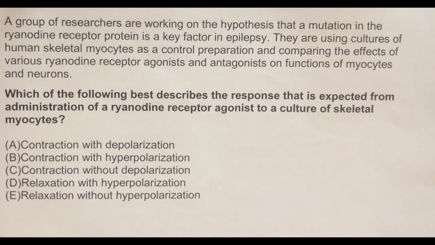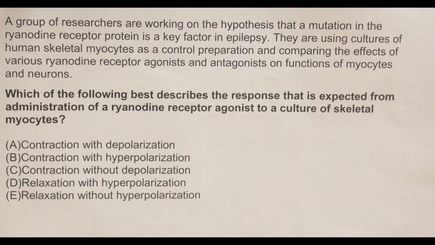A group of researchers are working on the hypothesis that a mutation in the ryanodine receptor protein is a key factor in epilepsy. They're using cultures of human skeletal myocytes as a control preparation and comparing the effects of various ryanodine receptor agonists and antagonists on functions of myocytes and neurons. Which of the following best describes the response that is expected from administration of a ryanodine receptor agonist to a culture of skeletal myocytes?